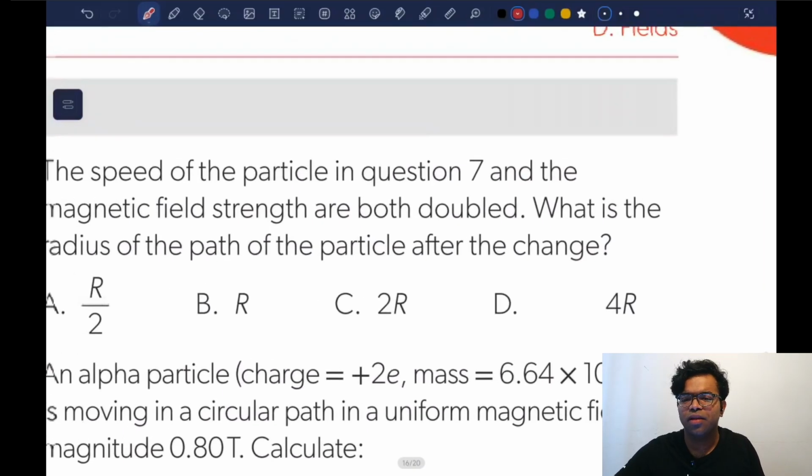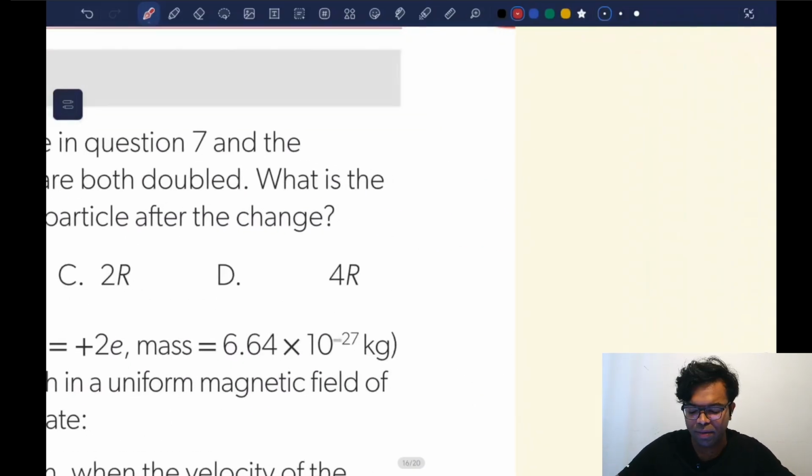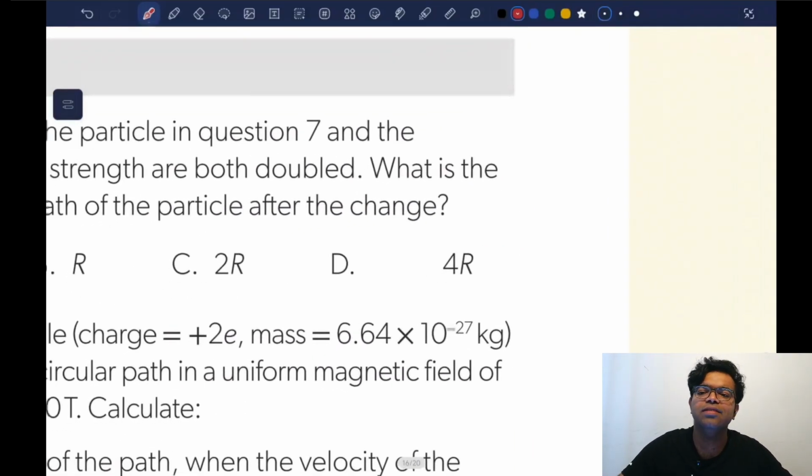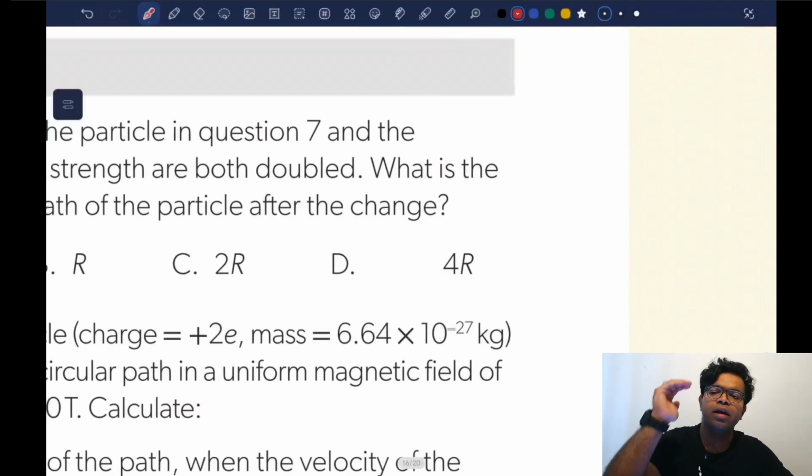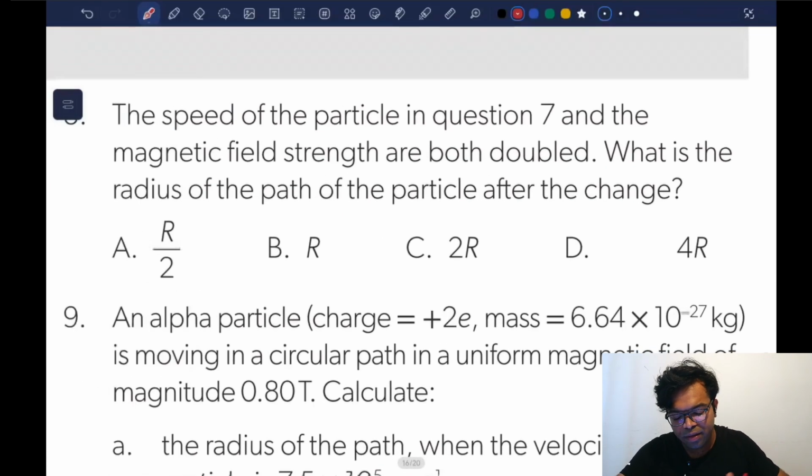It does not change because, see, basically the speed is at the top. R is equal to mv upon qB. In the numerator you have doubled it, in the denominator also you have doubled it. So the double gets cancelled. So what happens? You are left with the same radius r. Clear? Same answer?